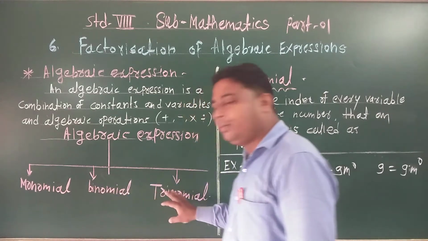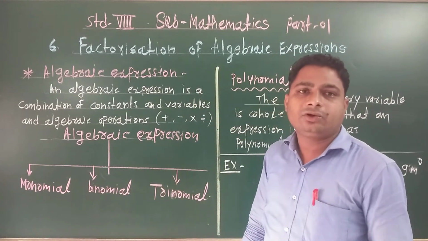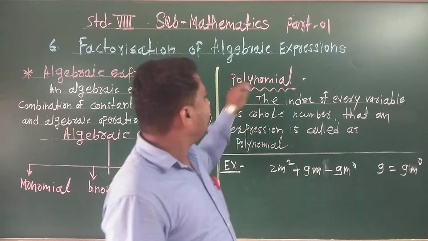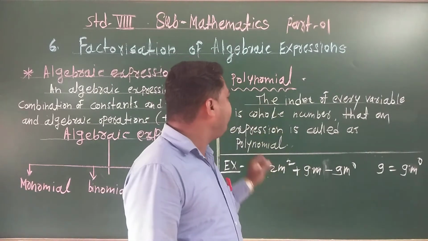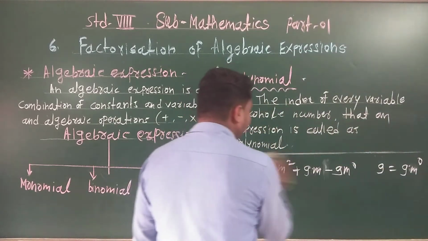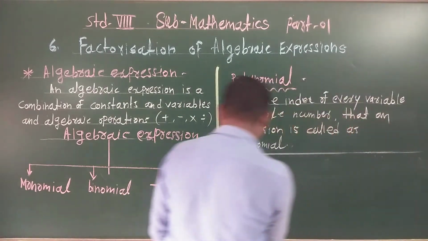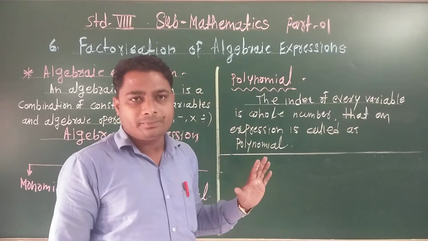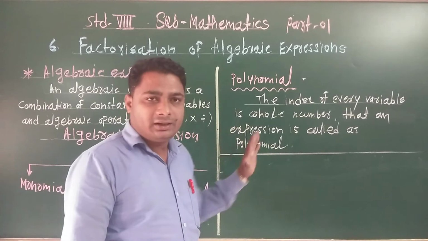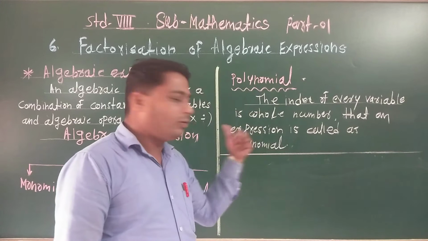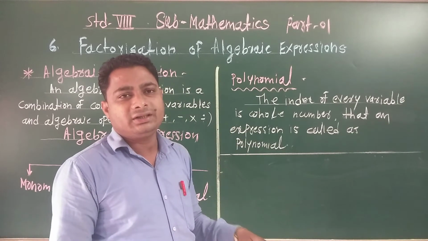Monomial, binomial, trinomial, and polynomial. So that is the first definition of polynomial. The index of every variable is a whole number. What is the definition of polynomial? The index of every variable is a whole number, so that an expression is called a polynomial.